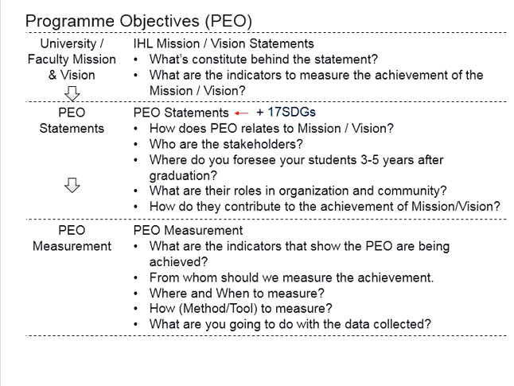You need to identify who the stakeholders are. Where do you foresee your students 3 to 5 years after graduation? What are their roles in the organizations and community? And how do they contribute to the achievement of the missions and visions?